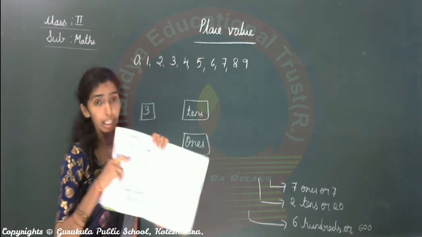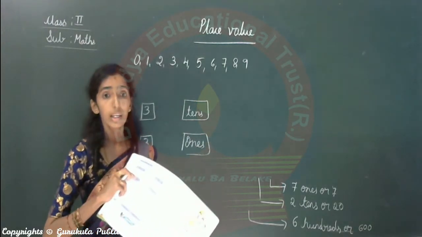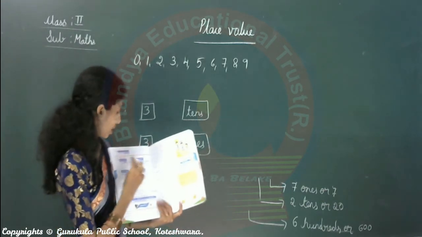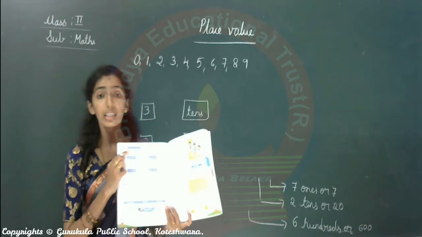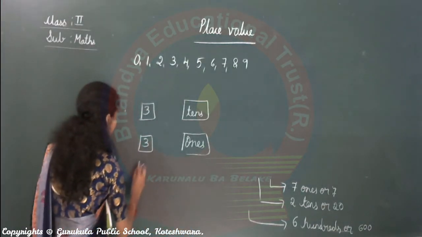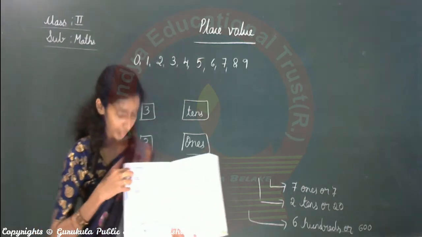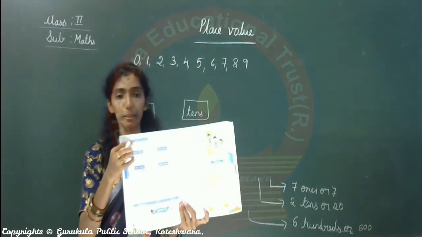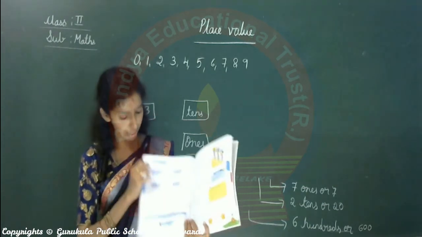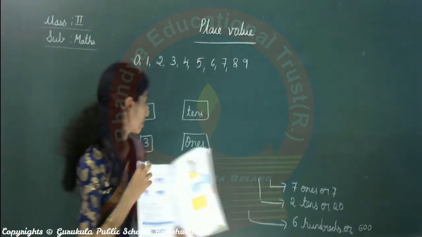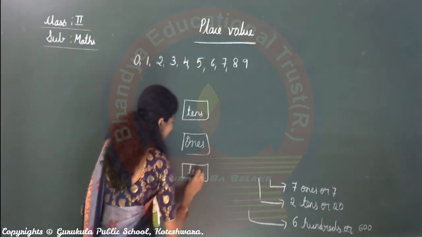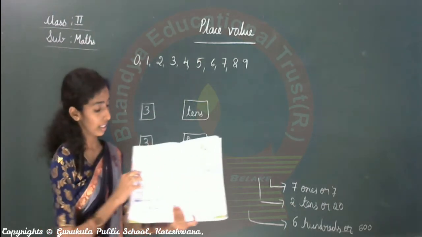Page number 90. Here also they have given some exercise. See here, 63. In that, which number is colored? 6 is colored here. What is the place value of 6? 10 and 1 is this. 6 is in the tens place. So the place value of 6 is tens.